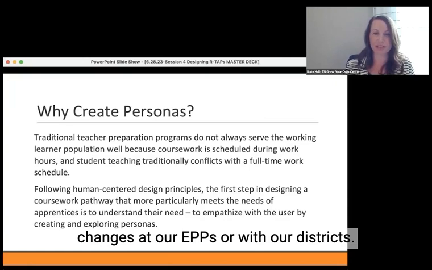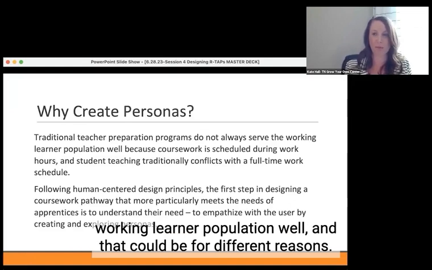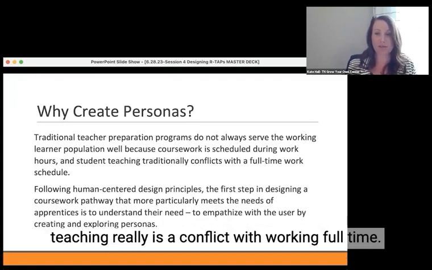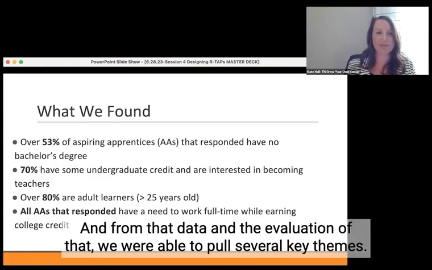or with our districts. Oftentimes, traditional teacher preparation programs don't always serve this working learner population well. And that could be for different reasons. Maybe coursework is scheduled during the working learner's, the apprentice's, work time, or student teaching really is a conflict with working full time. And we collected data from over 1,163 interested candidates. And from that data and the evaluation of that, we were able to pull several key themes.